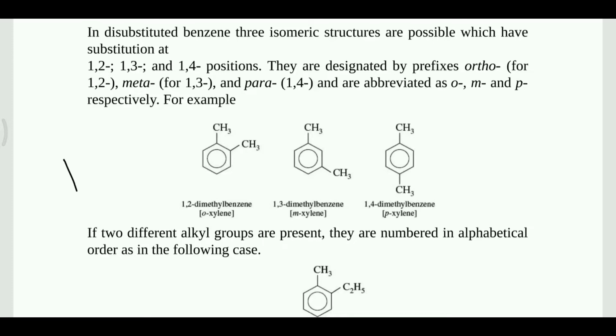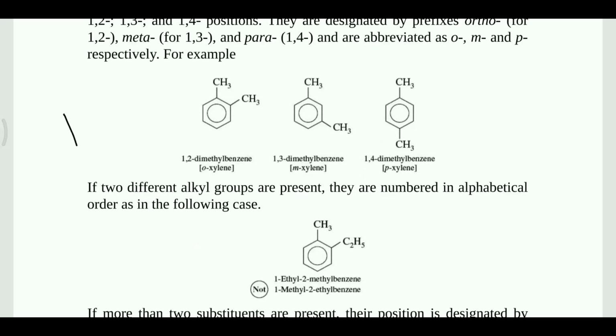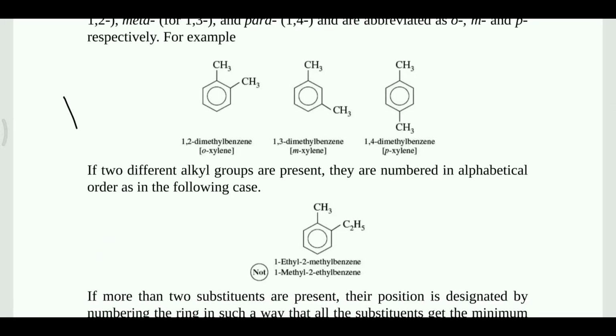In that condition, what should we write first in the nomenclature of benzene? Whenever two different alkyl groups are present, they are numbered in alphabetical order. See the example. In that we write 1-ethyl 2-methyl benzene, not 1-methyl 2-ethyl benzene.